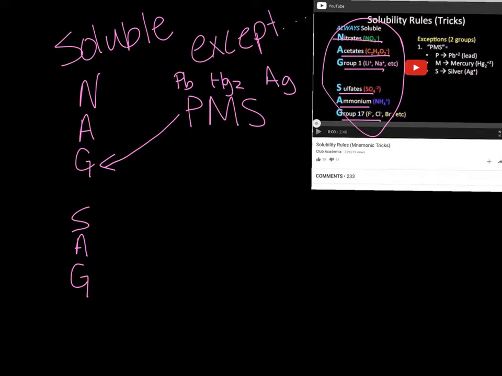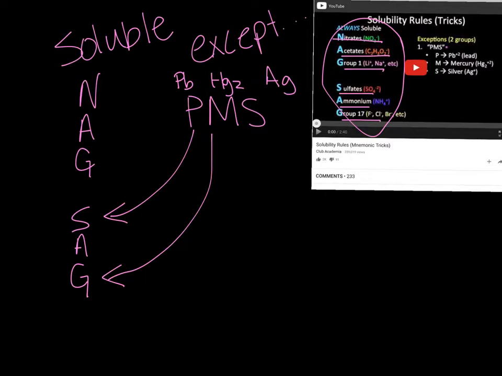PMS rule stands for lead, mercury, silver. Okay, and this is going to apply to, let me erase this arrow because that is not in the right spot. All right, so this rule is going to apply to your sulfates and your group 17. So anytime you have lead sulfate or mercury with the sulfates, or any of those with your group 17, the halogens, okay? Those are going to cause precipitates, all right?